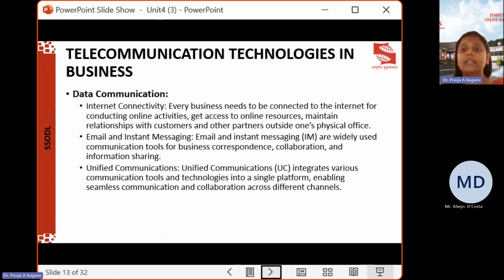Then there is data communication. For data communication, again, there is internet connectivity, email, instant messaging, and then unified communication for the data. So internet connectivity. Every business needs to be connected to the internet for conducting any online activities, to get access to online resources, and to maintain the relationship with customers and other partners outside one's physical office.